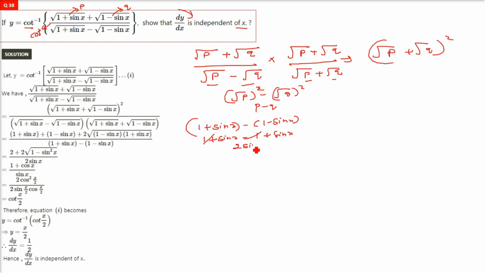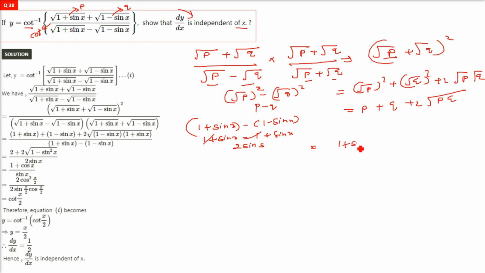So we'll use this denominator in a short while. Let us resolve the numerator first. It is under root P plus under root Q whole square, a plus b whole square. So under root P whole square will be P, under root Q whole square will be Q, and that's twice of under root P into under root Q. So P plus Q plus twice of under root PQ. P plus Q is what? 1 plus sin x plus 1 minus sin x. This is P plus Q, and plus twice of under root PQ, I will just do it.